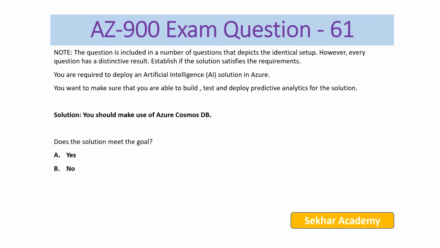AZ-900 exam question number 61. Now the question is included in a number of questions that depict the identical setup. However, every question has a distinctive result established if the solution satisfies the requirements. Question starts here. You are required to deploy an artificial intelligence solution in Azure. You want to make sure that you are able to build, test, and deploy predictive analysis for the solution. The solution is here. You should make use of Azure Cosmos DB.